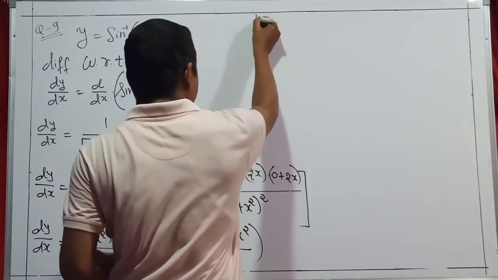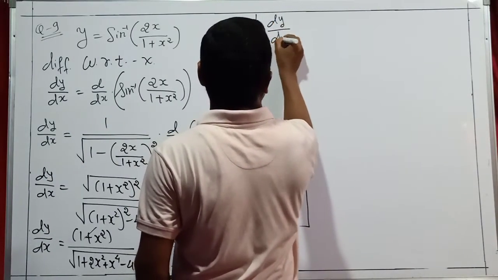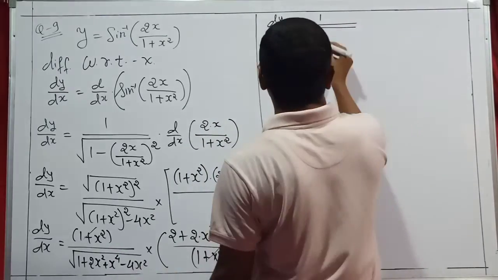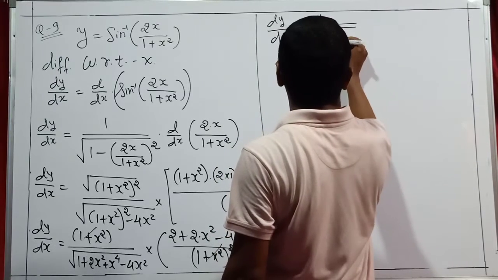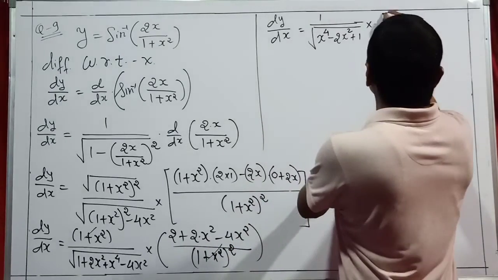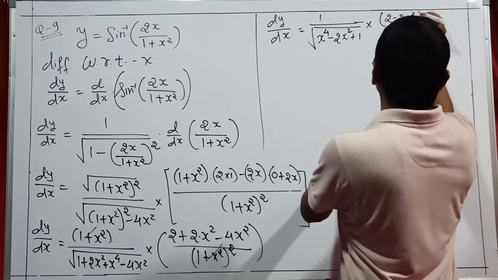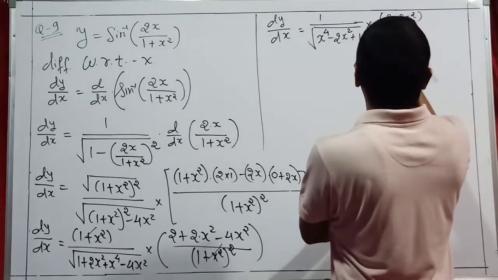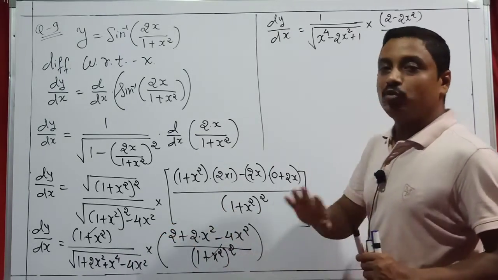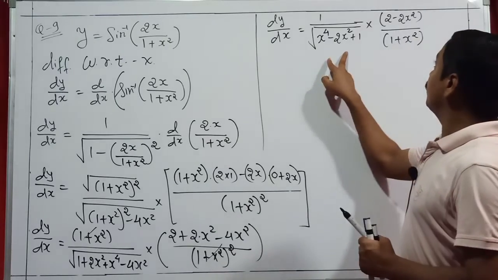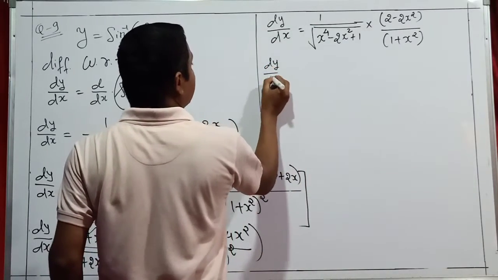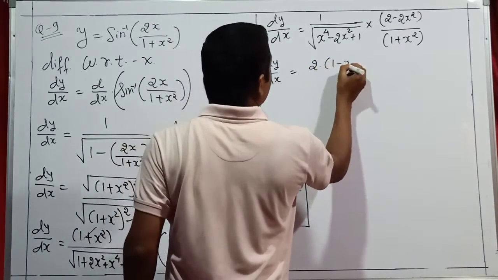So only I have dy by dx as how much? Here 1 upon under root. Arrange the biggest power first: x raised to 4, minus 2x square, and plus 1, as it is, into, here remaining 2 minus 2x square. Yes, here 2 minus 2x square and 1 plus x square is the same; 1 time gone, only remaining is a perfect square, and here taking only 2 common. So dy by dx, I have 2 common, 1 minus x square.